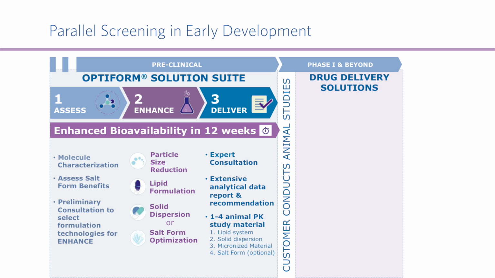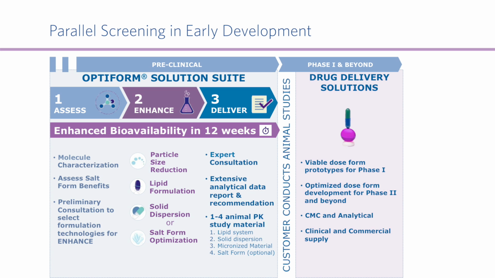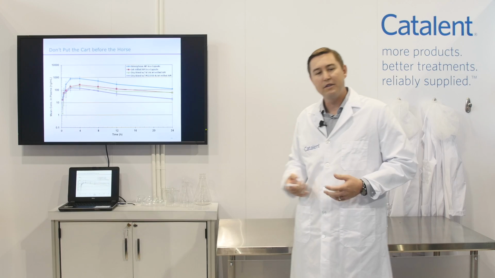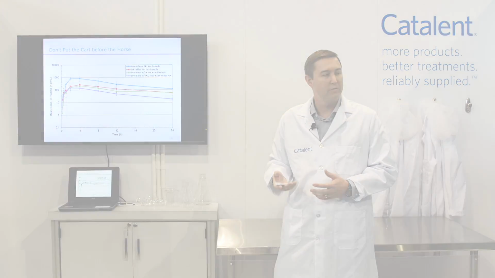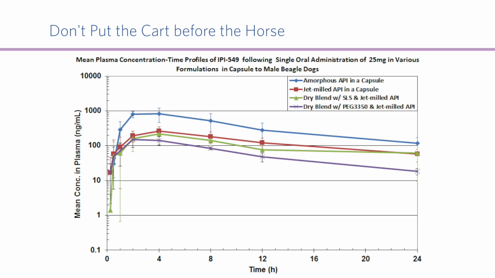What we like to do is sit down with the client after that data is generated and talk about what their ultimate goal is for this program. Some clients are in early stage, maybe in phase 1. They don't want to put a lot of extra effort into the formulation, so they'll look at this data and see the dispersion looks great, but they may be able to get away with a micronized material with a surfactant for their purposes in phase 1 and phase 2.